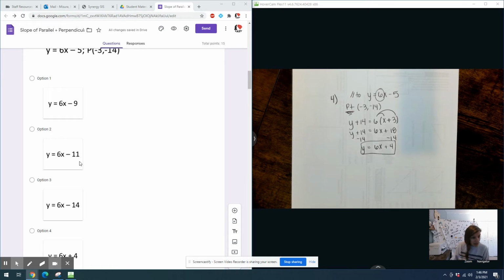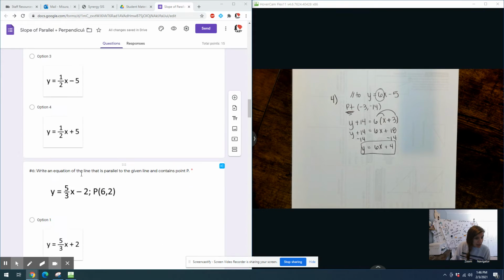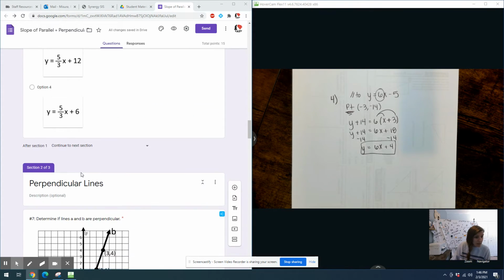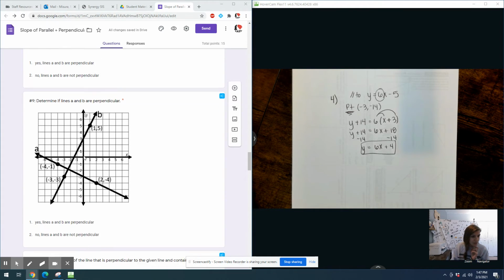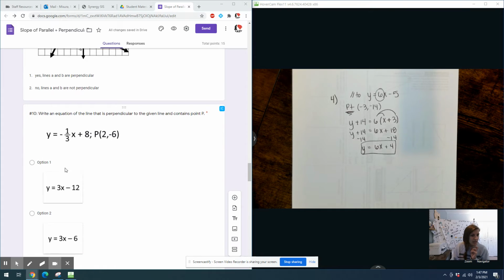Now, one other quick one, like a little bit later on. So there's a couple of them like that. In the next section, it's perpendicular. So check those slopes. Make sure that they are opposite and reciprocal. And then we have one down here like this.